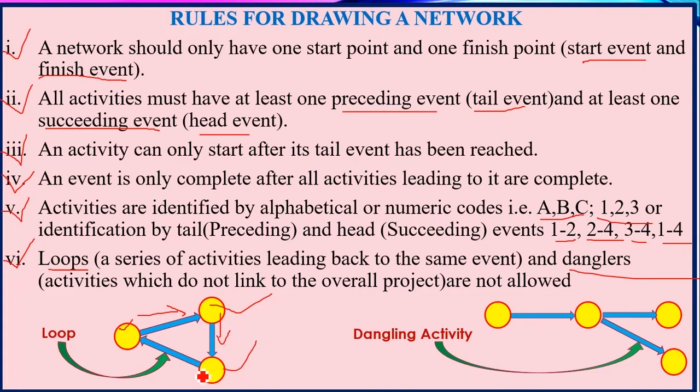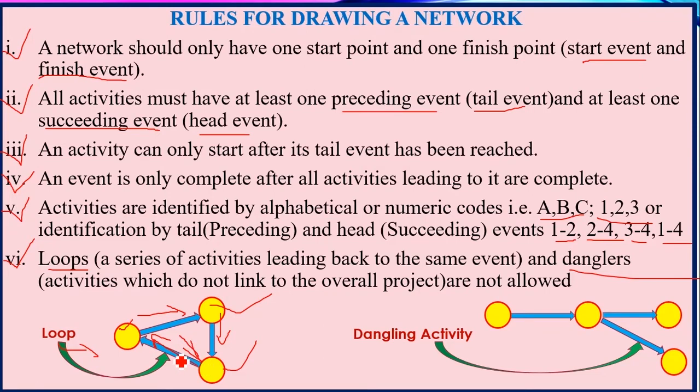But you see this arrow here is going backward. So when an arrow is going backward, that is what you're calling a loop. And loops are not allowed. It's not supposed to go backward. An arrow is supposed to face forward. An arrow is always supposed to face forward.